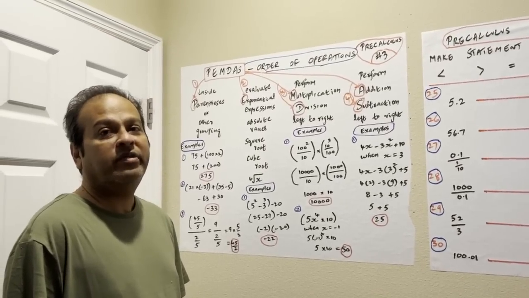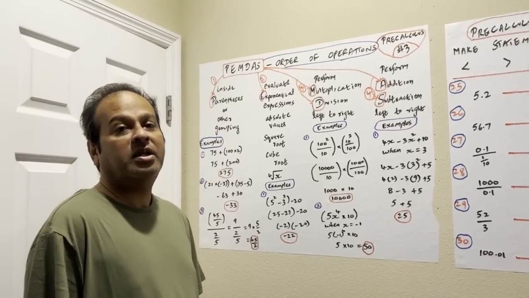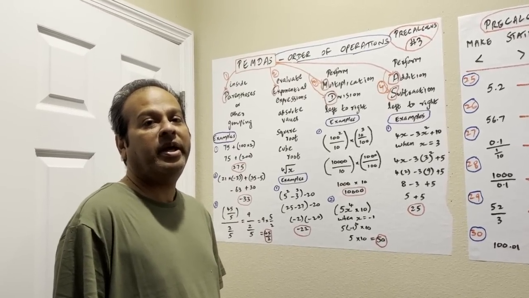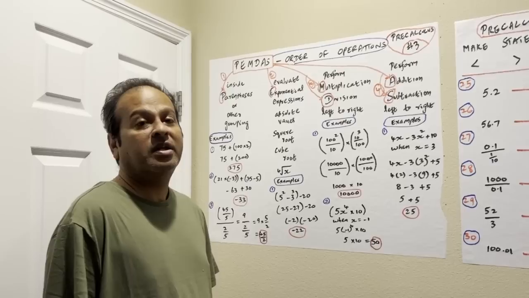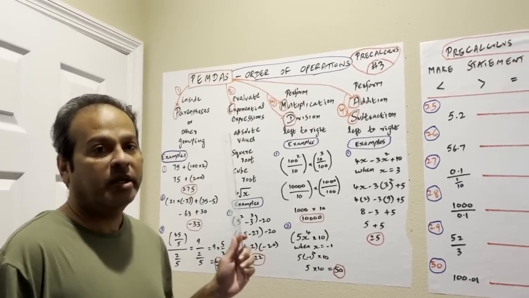Hi, in today's video we're going to talk about an important subject in numbers and algebra expressions. It's called PEMDAS, P-E-M-D-A-S. It notifies the order of operations that needs to be done for a given expression. Let's look into it.